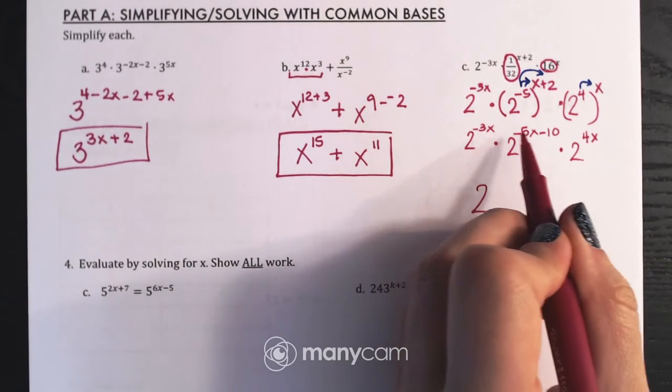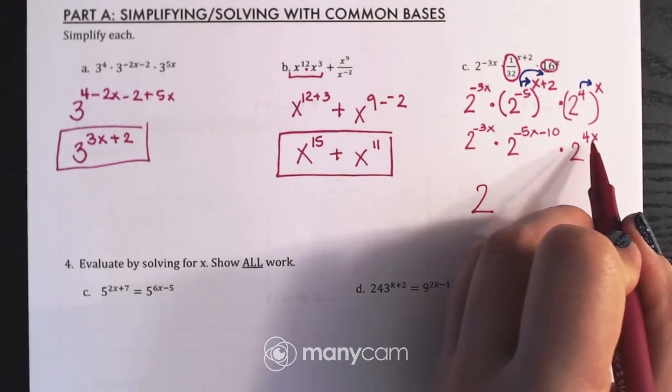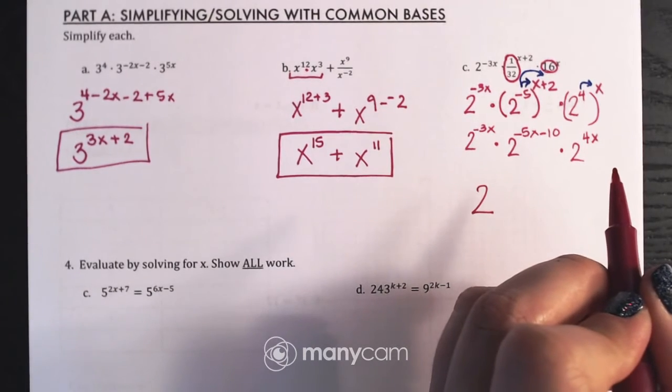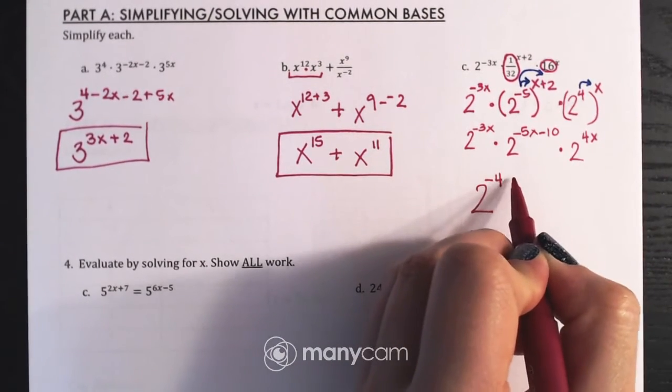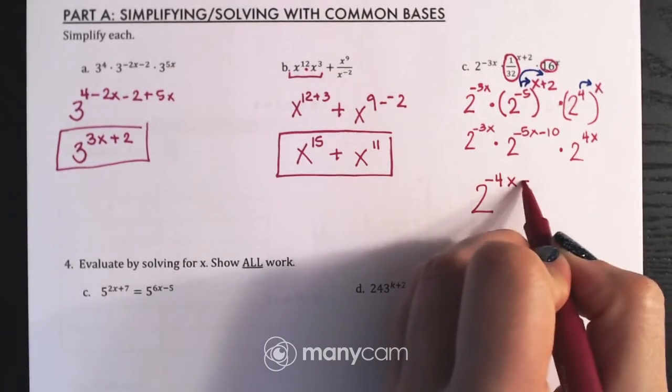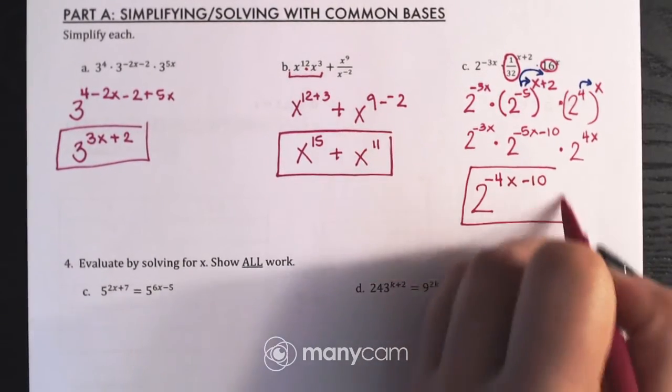So negative 3x minus 5x plus 4x. Negative 3 minus 5 plus 4, leaving me with negative 4x, and then minus 10 is the only constant, and I'm done.